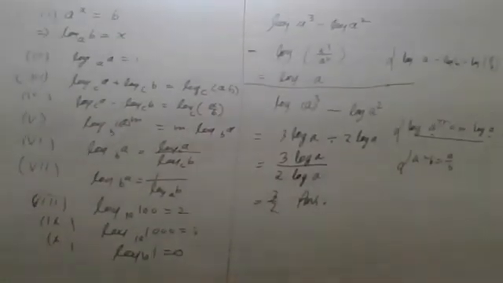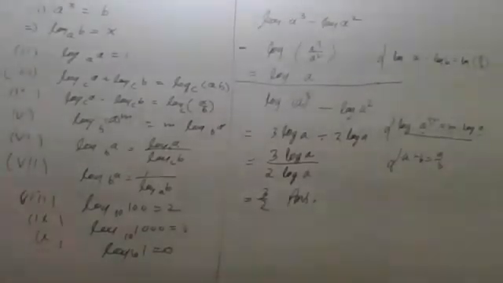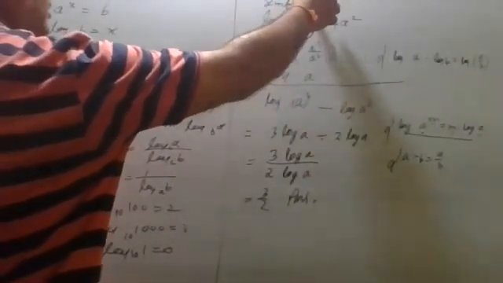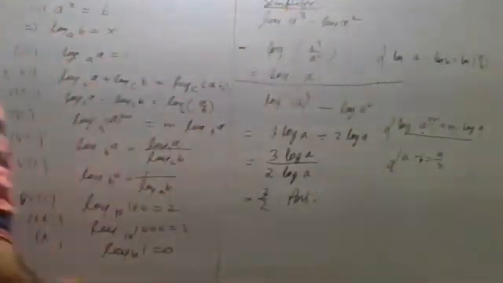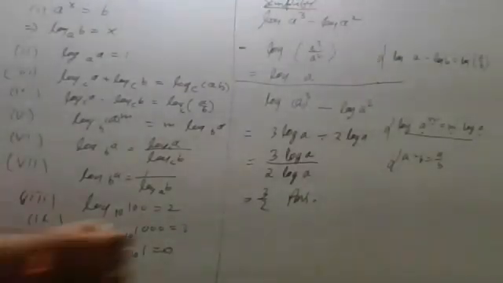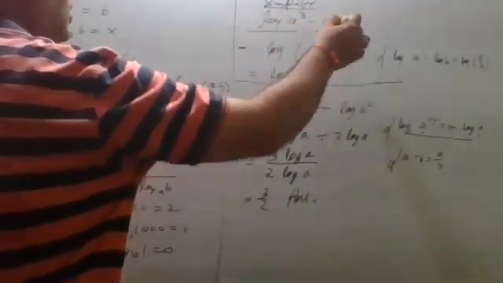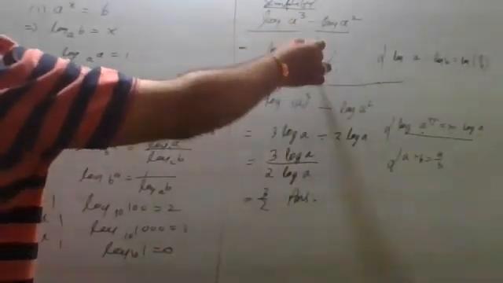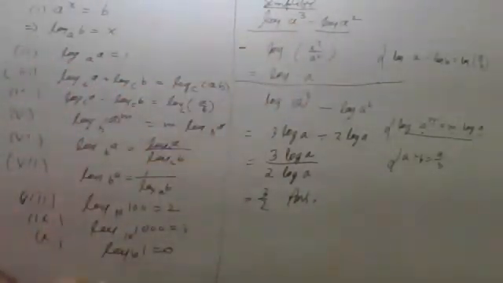So after learning these formulas, we can solve questions in which we have to simplify log a cube minus log a square. Remember all these formulas. You will get a formula log a minus log b equals log a by b. So use that formula to solve this question. Log a cube by a square. So it is log a again.